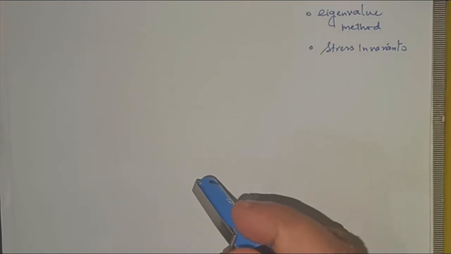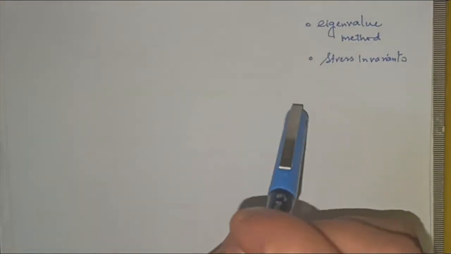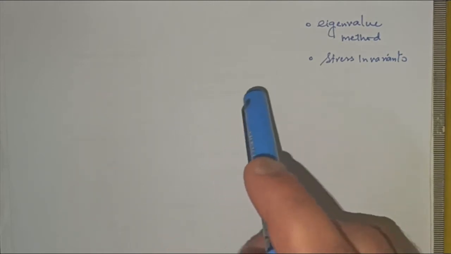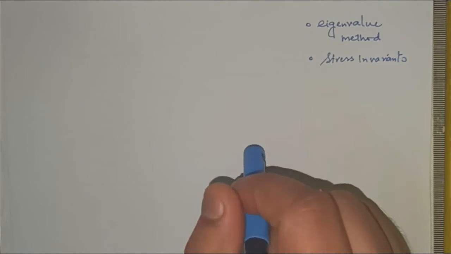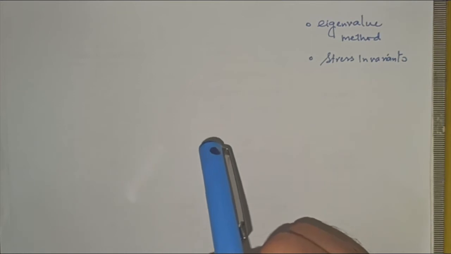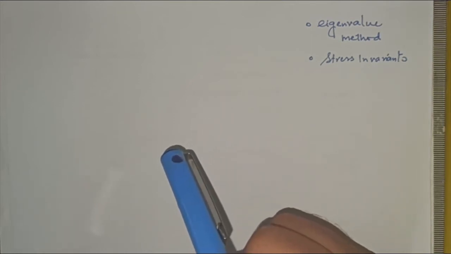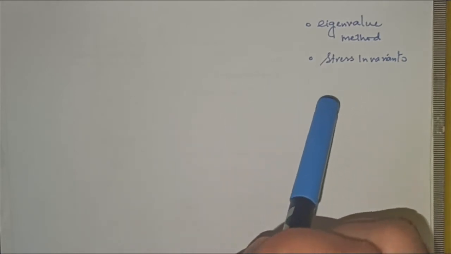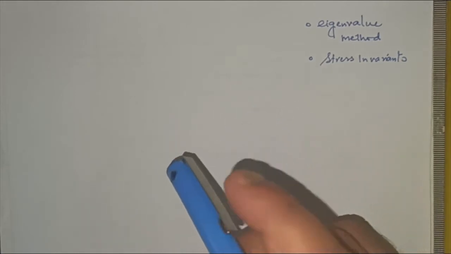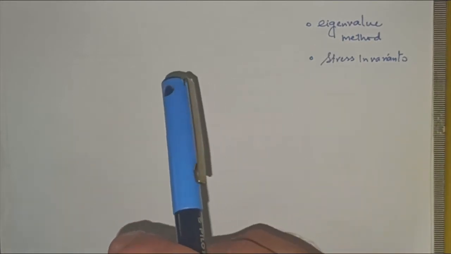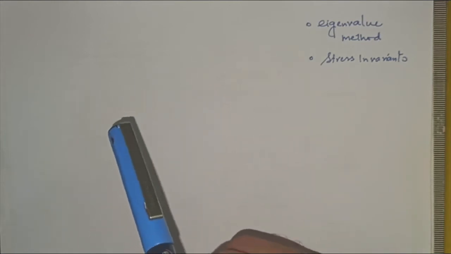Welcome to this video in which we will be discussing a method known as the eigenvalue method, and this method will be used to obtain the principal stresses of the stress tensor. Further, we'll see that the eigenvalue method leads to some particular invariants which are independent of the coordinate system. These are the stress invariants, and they are physically important also. I'll tell you why they are important.